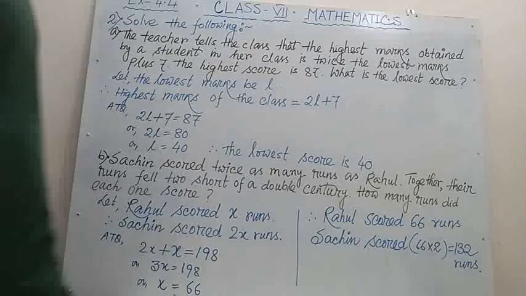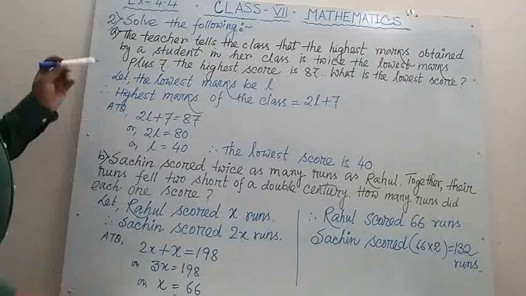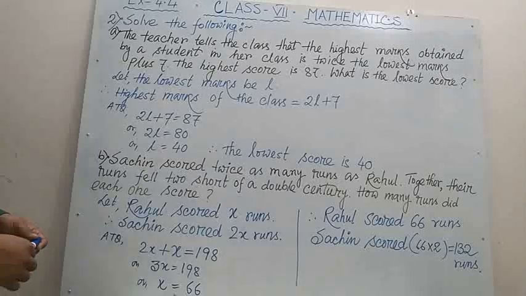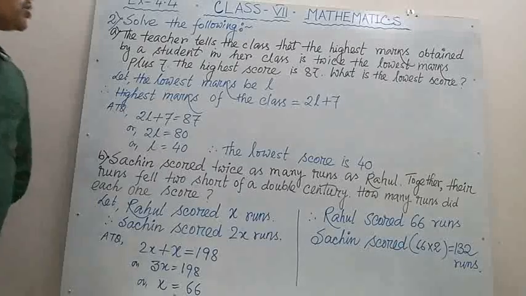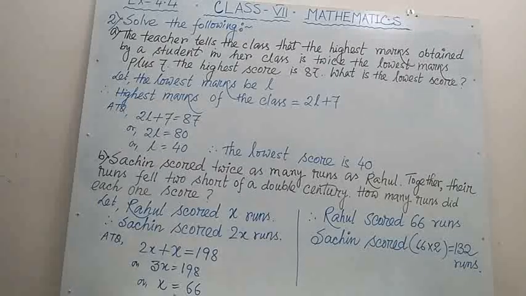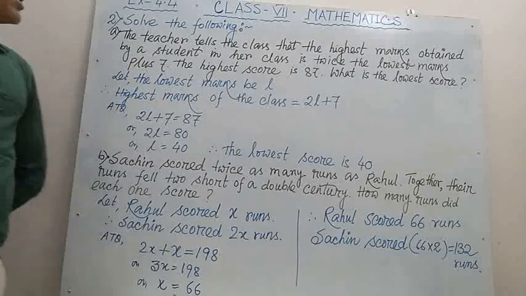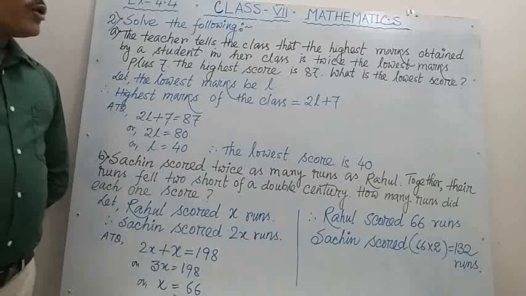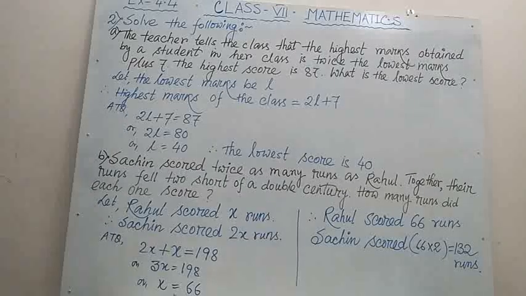Next, number 2. Solve the following. Number A, the teacher tells the class that the highest marks obtained by a student in her class is twice the lowest marks plus 7. The highest score is 87. What is the lowest score?